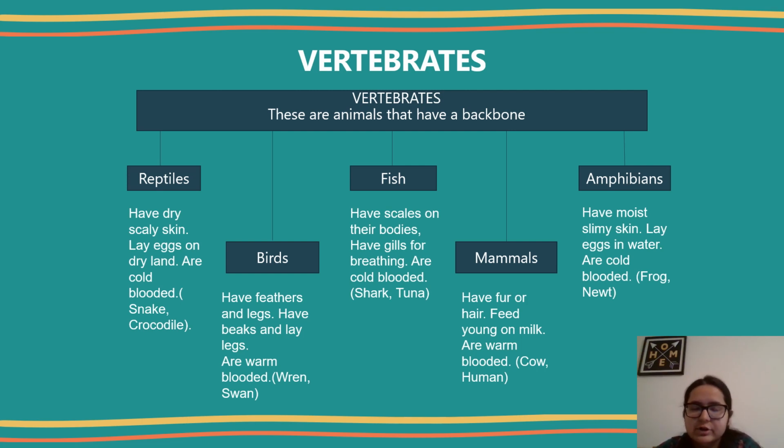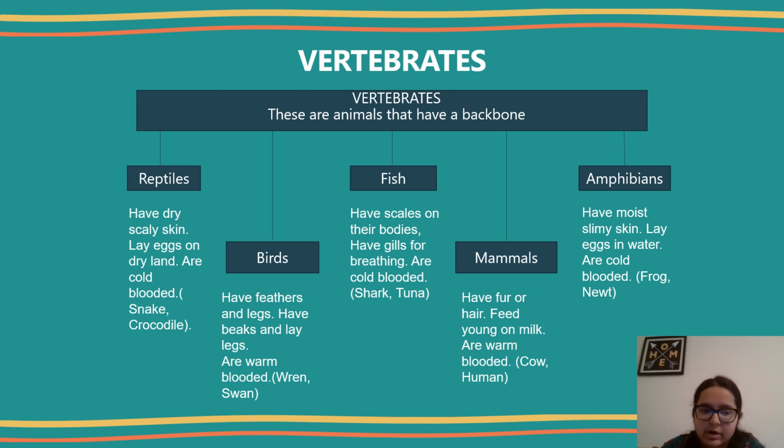Now fishes have scales on their bodies. They breathe through gills and not lungs, and they are cold-blooded. Example could be a tuna fish. Then we have mammals. Mammals have fur or hair, and they feed their young ones on milk. They are warm-blooded. Example could be us humans. Then we have amphibians. Amphibians have moist, slimy skin, and they lay eggs in water. They are cold-blooded. Example could be a frog.